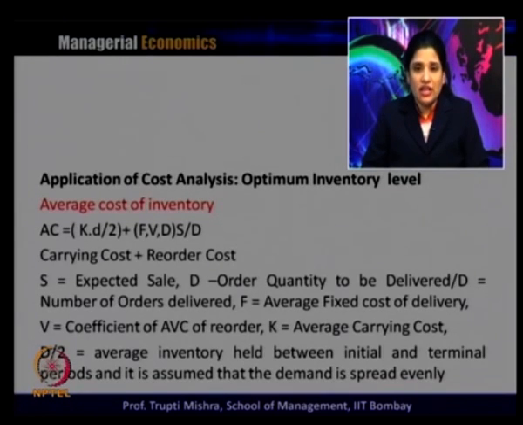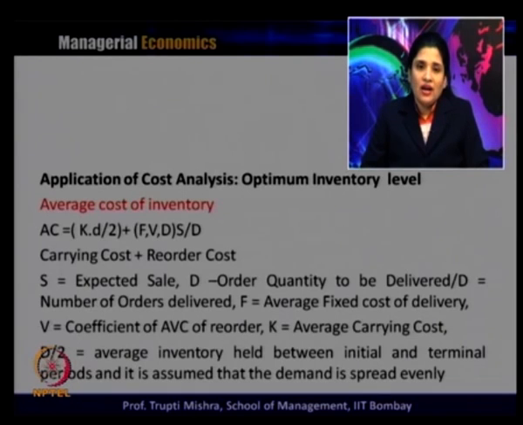S is the expected sale. Why are we taking the expected sale? Because that will tell us the amount that is going to be sold and the amount that is going to be in stock or in the inventory. So, S is the expected sale, D is the order quantity to be delivered, and small d is the number of orders delivered. F is the average fixed cost of delivery, B is the coefficient of ABC of reorder, and K is the average carrying cost.